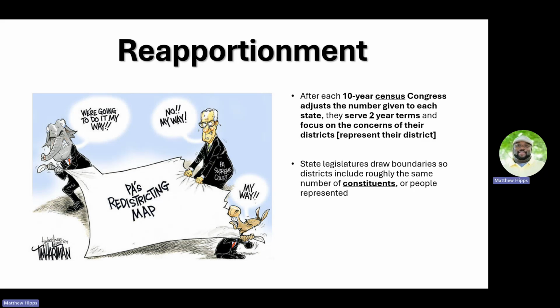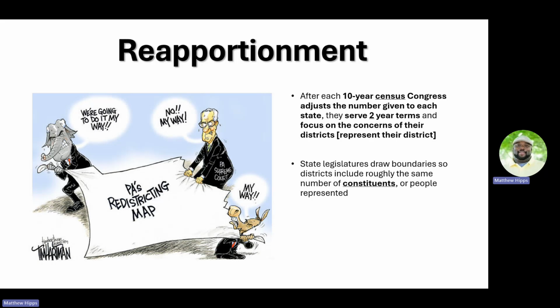But what we have seen happening more and more is that states are starting to engage in what we call off-year redistricting. This is where they are redrawing the maps, not as a result of the census, but more as a political tool to try to ensure that their parties have more political power.